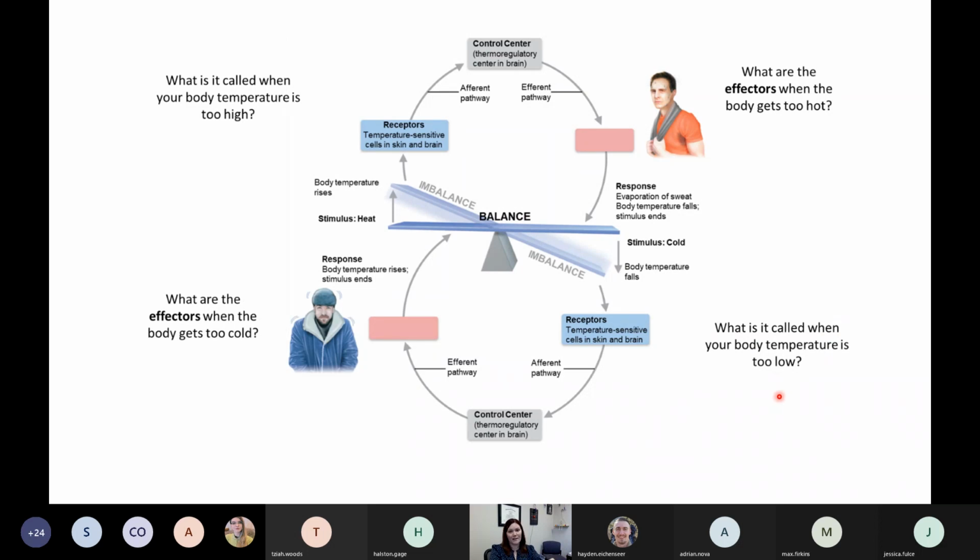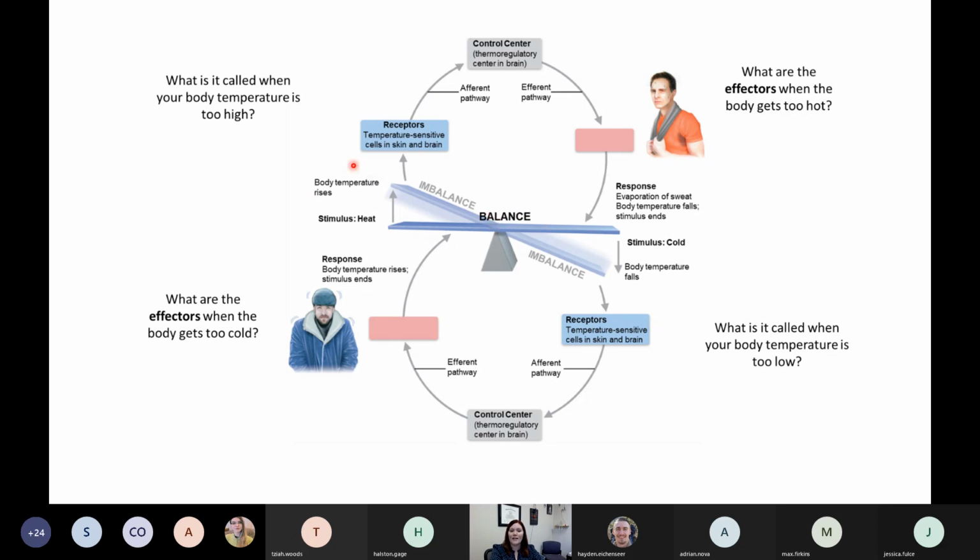Based on that hypo part, what do we think we would call it if our temperature was too high? If hypothermia is too low, what do we think we'd call it if the temperature was too high? Yeah, exactly. Hyperthermia. Hyper, too high. Hypo, too low. Either of them, we're not at balance. We're not where we should be.